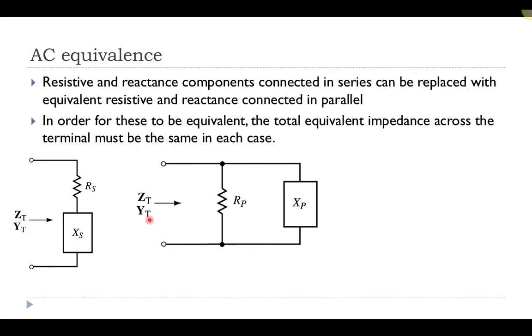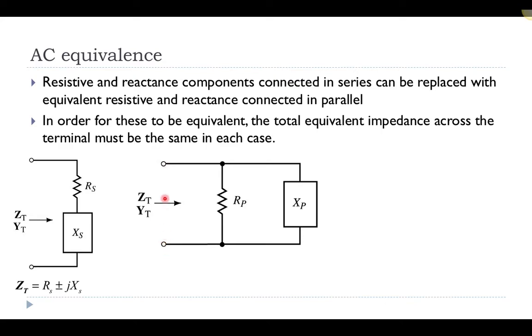This Y total that you see is something that we haven't talked about, and I'm not going to worry about it. It's another term that's sometimes used, but it's really not that important. So if I look at my series circuit, I realize that in series the components add together, so the total equivalent impedance across the terminals is the resistive piece plus the reactance piece. And I've just put S's as subscript because those are the series pieces.